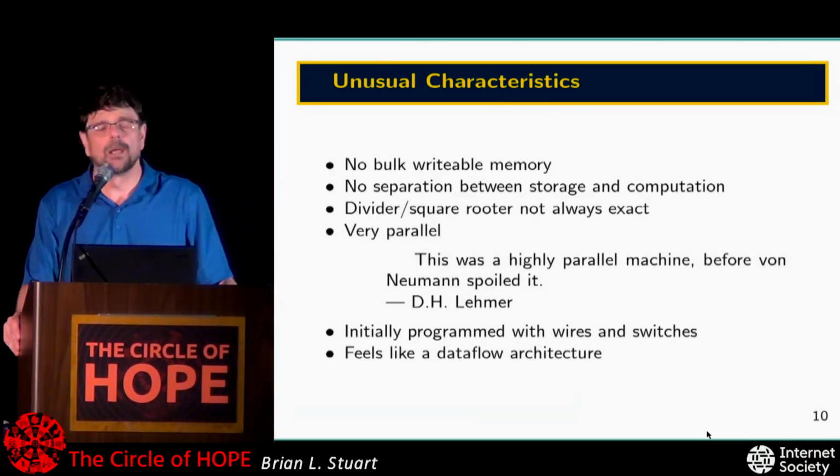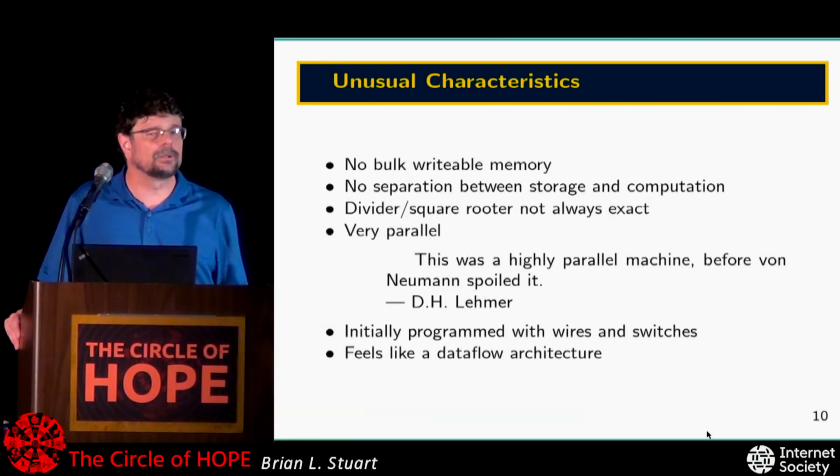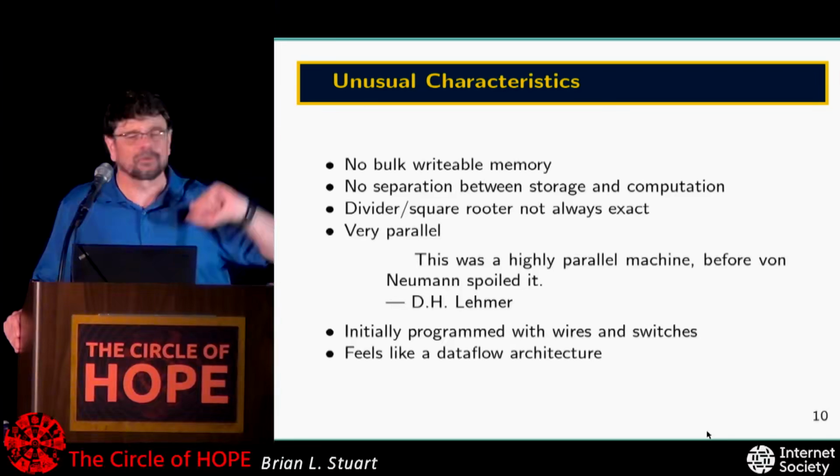So there wasn't really any separation between memory and storage the way we think of our typical CPU memory today. The divider square rooter was a little bit on the approximate side. That is, the least significant digit wasn't always exactly correct. As I mentioned, the machine was very parallel. I love this quote from Lemmer.